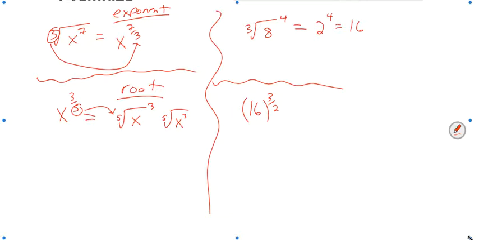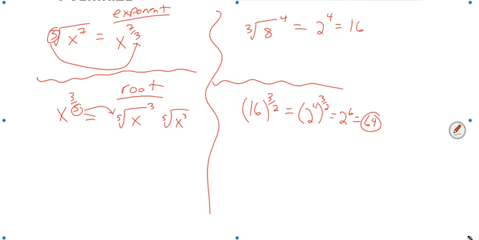For the 16 to the 3/2, I'm going to try to leave it in exponent form. Now I could just do the square root of 16 to the 3rd in my head, because that's how I would convert that. But instead, I'm going to turn this into an exponent, and then multiply the exponents. What this turns into is 2 to the 6th power, because 4 times 3/2 is 6. And then 2 to the 6th power is 64.